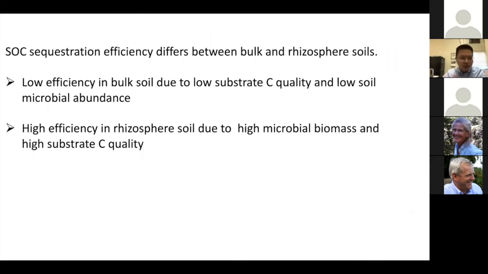And another important point is that we also know the bulk soil and the rhizosphere soil have different carbon substrates, because of the different quality of substrate carbon. In bulk soil it is always from the litter, while in the rhizosphere soil there is much more carbohydrate from root exudates. This induces low efficiency in bulk soil and low soil microbial abundance.